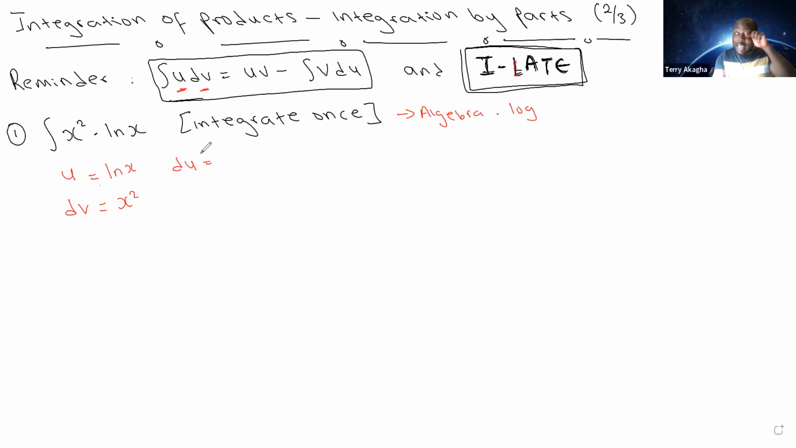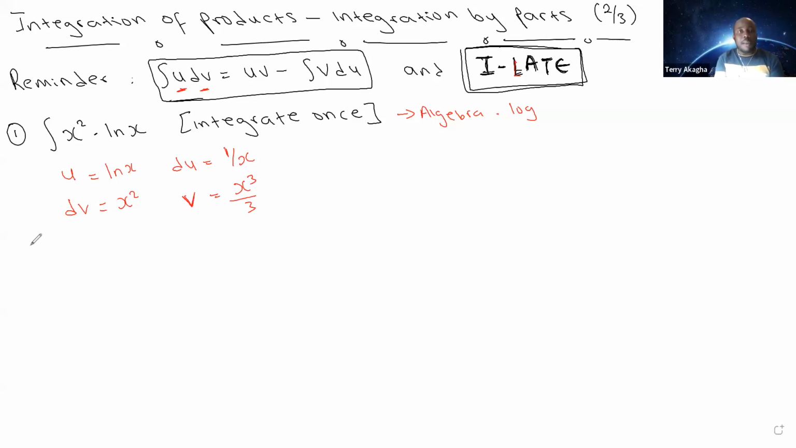Now, from u we need to get our du by differentiating u. Differentiating ln x gives you 1 over x. For dv, we need to get our v, so we have to integrate it. When you integrate x squared, it's going to give you x cubed over 3. And please, if you don't know how to integrate, go to my previous videos on basic integration, have a look at that, then you can come back here and follow up with us.